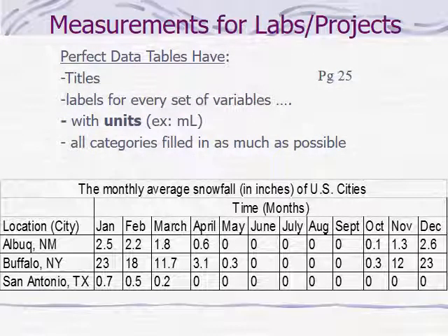Let's look at another example. This is a much more detailed data table. Again, has titles, has labels for every set of variables. Notice the labels this time is time and location. The units, again, months, and then you have the months down here. And then the units for location is actually cities, and then you have the different cities right here. And again, everything is filled in as much as possible. When there is no data available, you put a 0 value. You do not leave it blank.